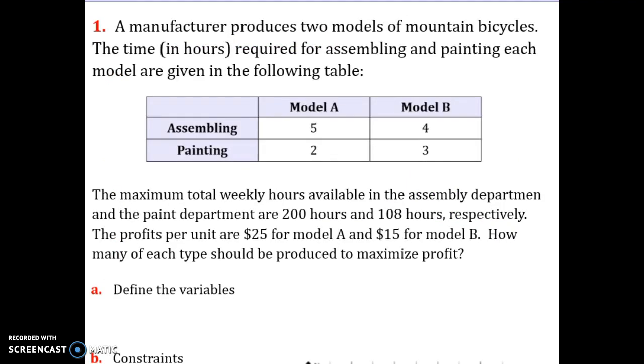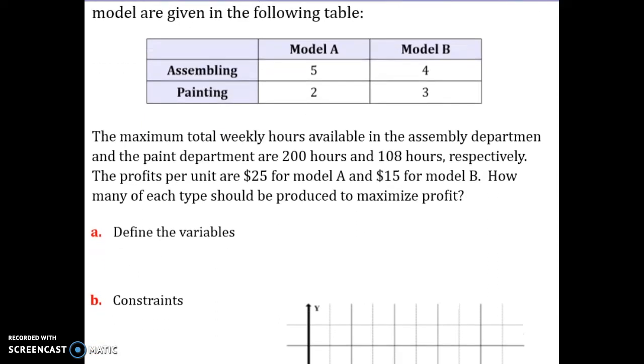So let's take a gander at a problem here. We have a manufacturer making two different types of bicycles. We have mountain bikes being built. When we assemble these things, they also have to be painted. Based on the model of bike, different hours are required for assembling and painting. Then they tell us that the maximum total weekly hours we are able to spend on these are 200 hours, and 108 hours for each type of bike. They give us the profits for each one, and they tell us that we're trying to maximize profit.